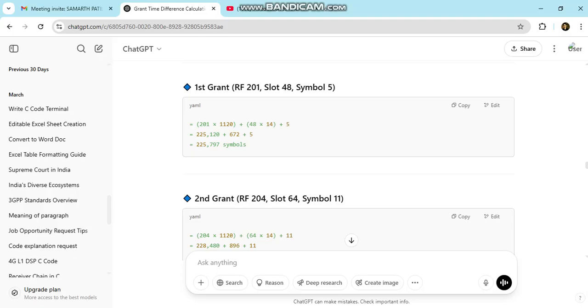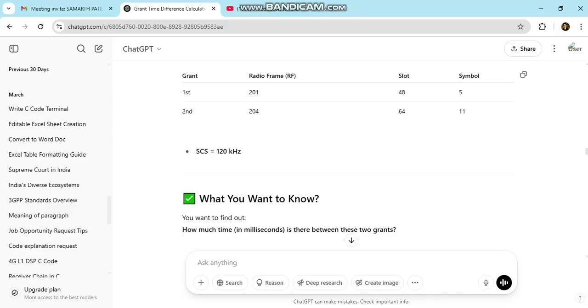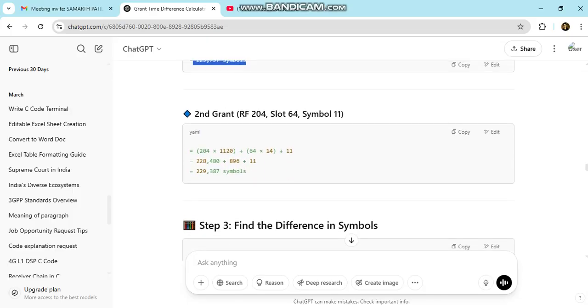Then 48 is the slot, so we multiply 48 by 14 to get the number of symbols in the slots, plus the 5 symbols given in the question. So we have this number of symbols in the first grant. Similarly, in the second grant it is 204 into 1120 plus 64 into 14 plus 11. So we will have this number of symbols.